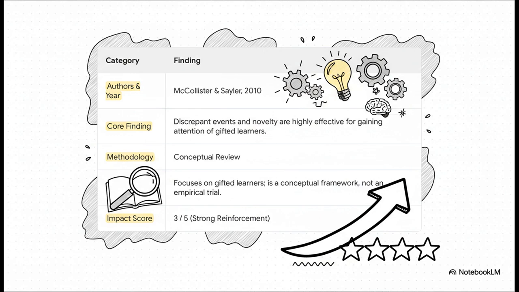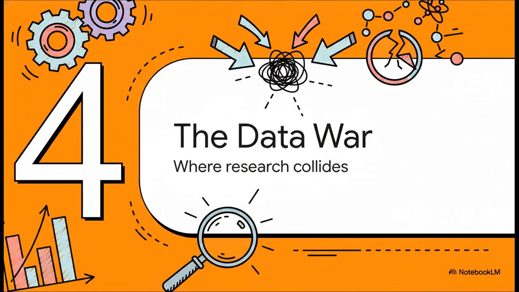The methodology is another conceptual review, and its major limitation is that it's only looking at gifted kids. So just like that first paper, it's telling us what to do, but it's not giving us that hard causal data. That's why it also gets a 3 out of 5. It's great reinforcement, but it's not the empirical proof we're looking for. Okay, we've laid out the pieces, we've got the education theory, we've got the cognitive science.